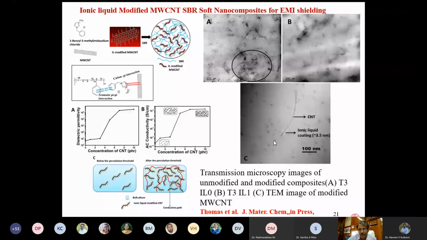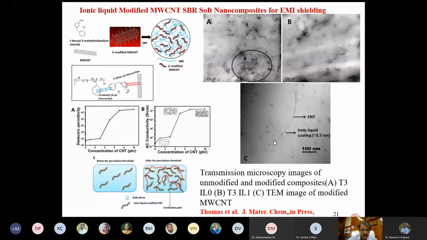And if you look at this transmission electron microscopy, the top one is without any ionic liquid. You can see a circle there. The carbon nanotube forms bundles. And if you look at the TEM at the bottom, we have just magnified one CNT. You can see the CNTs were beautifully dispersed in the SBR matrix.